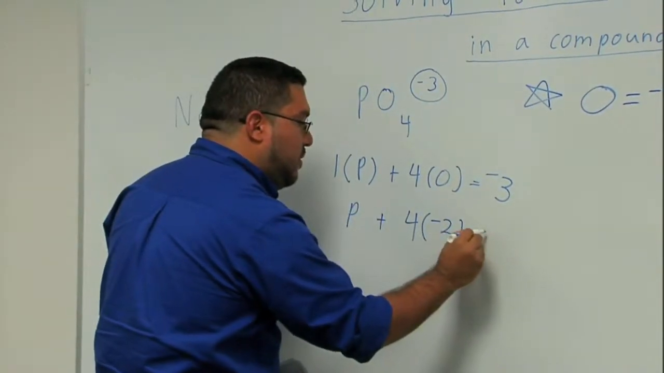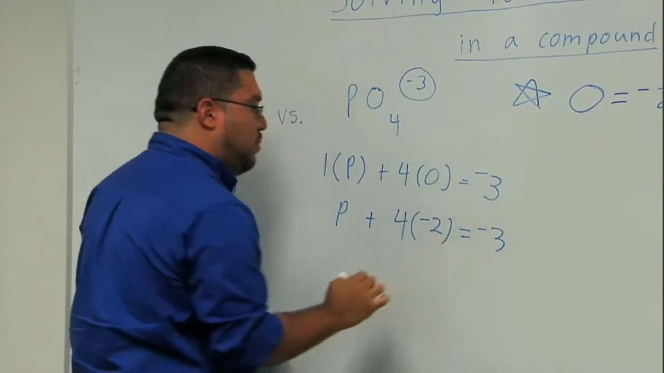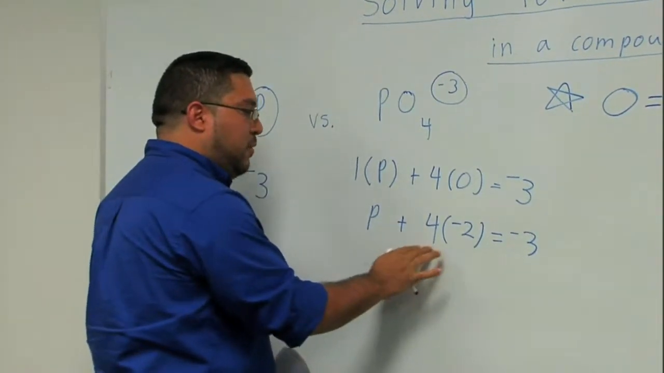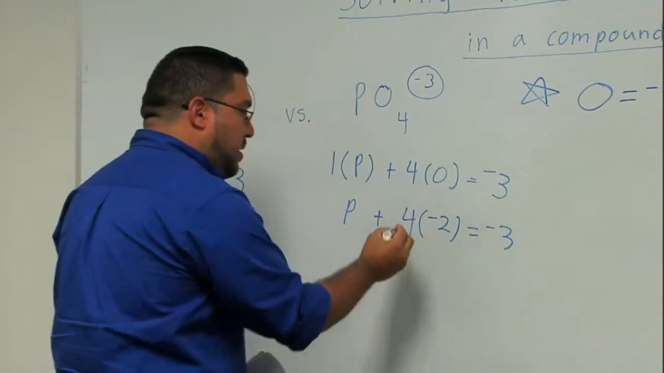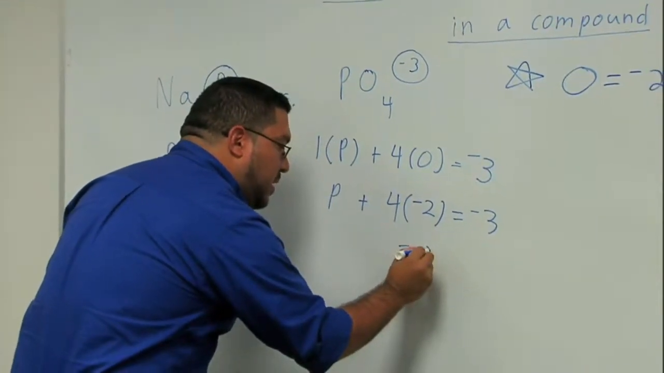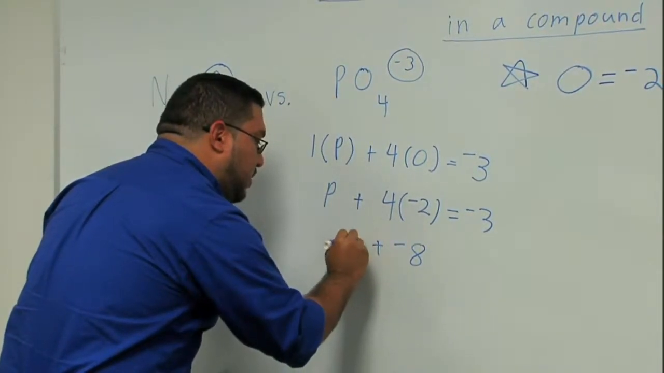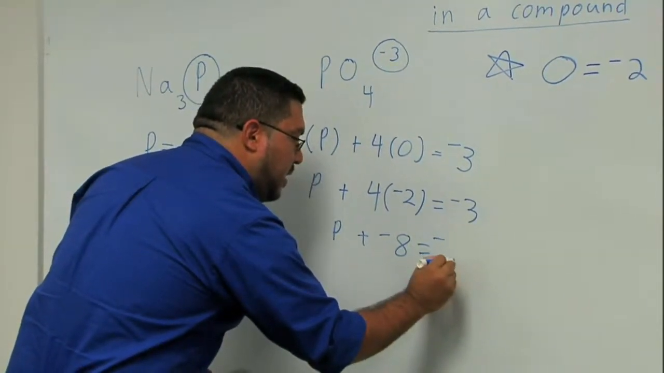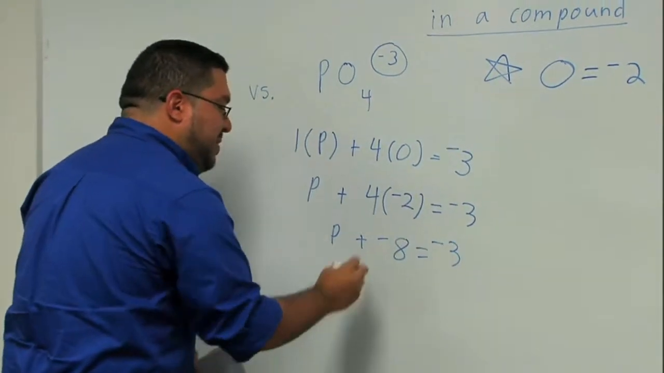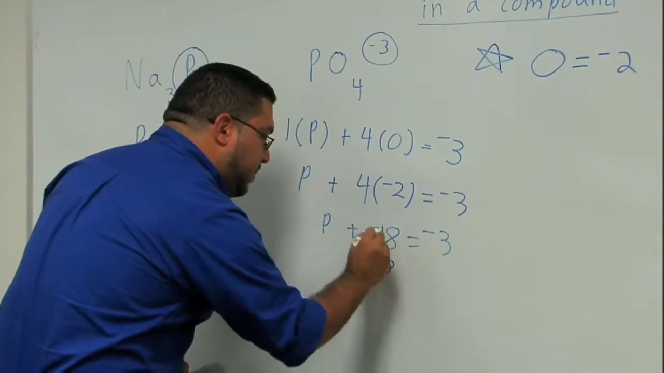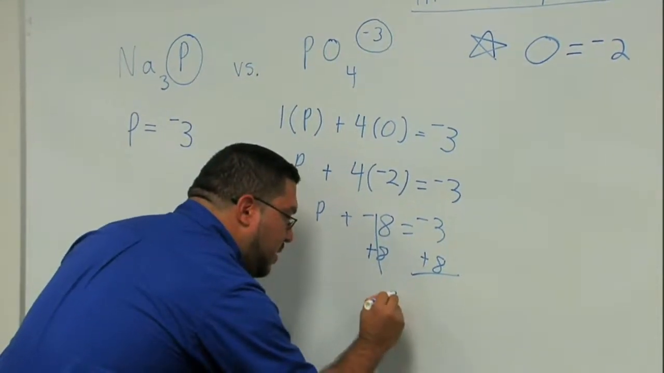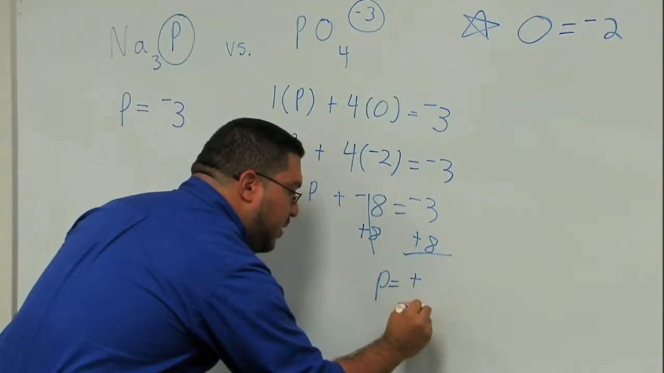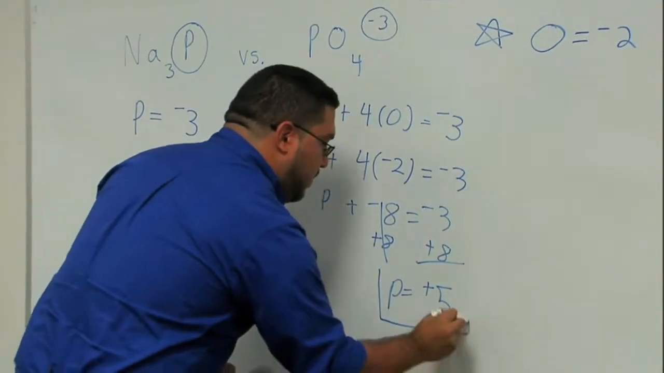Now I can just solve this like if it was a regular math problem. Phosphorus plus 4 times -2 is equal to -3. So let's just go ahead and solve for that. 4 times -2 gives you -8, plus phosphorus is equal to a -3 charge. Add 8 to both sides, and we obtain phosphorus having an oxidation state of +5.